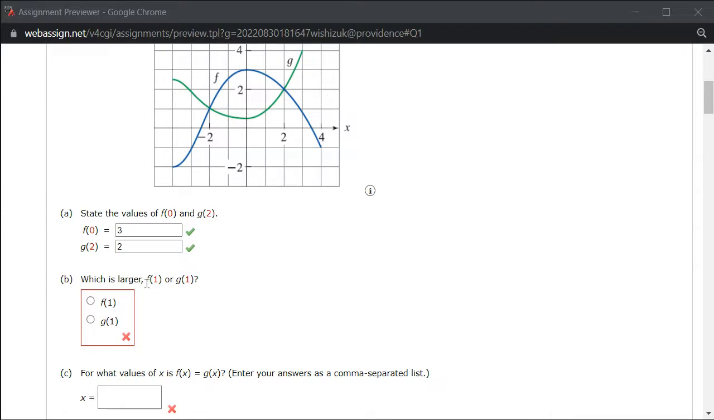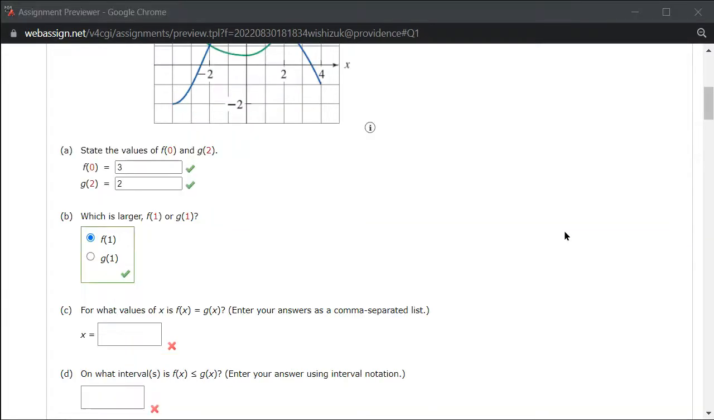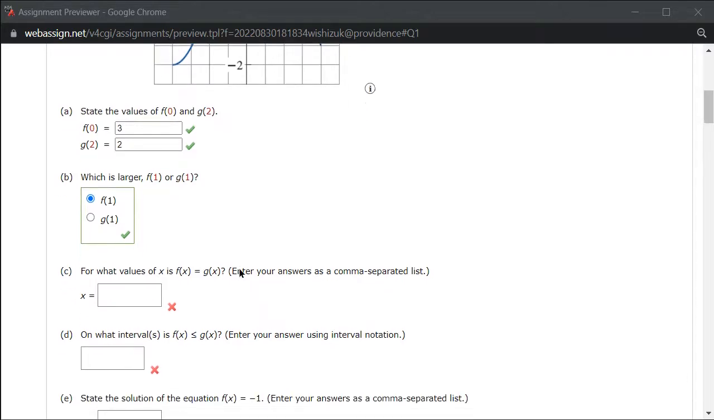Which is larger, f of 1 or g of 1? If you go to 1, then f of 1 is up here and g of 1 is down here. So f of 1 is going to be larger. Let's check the answer. I came back and it looks like we got part B correct. Let's move on to part C.